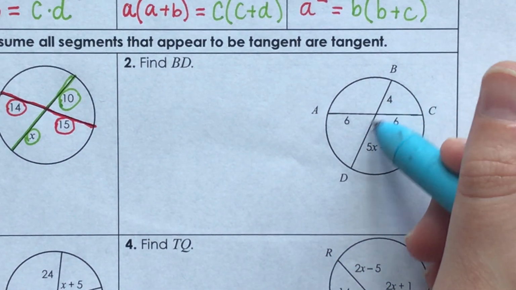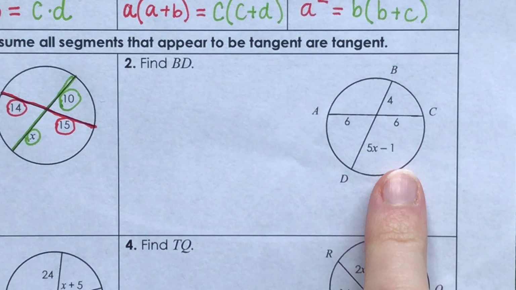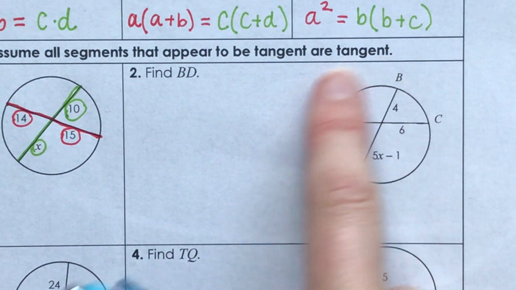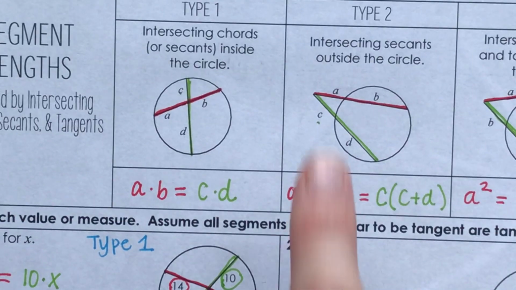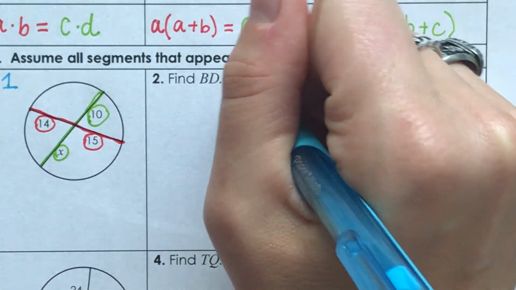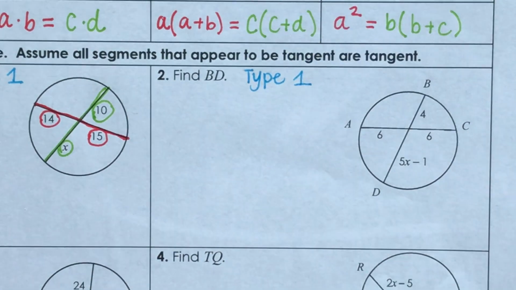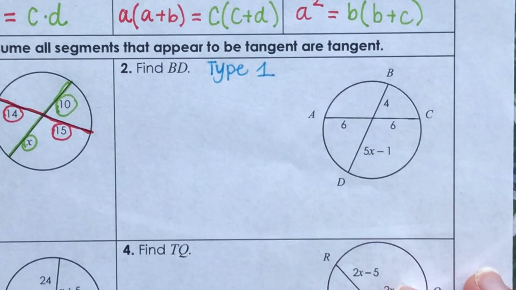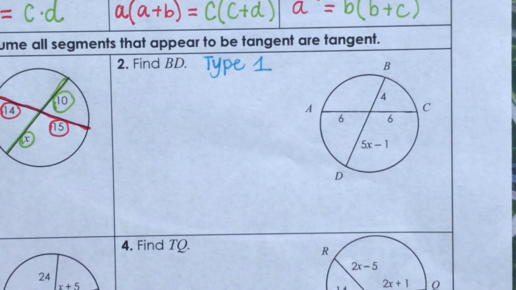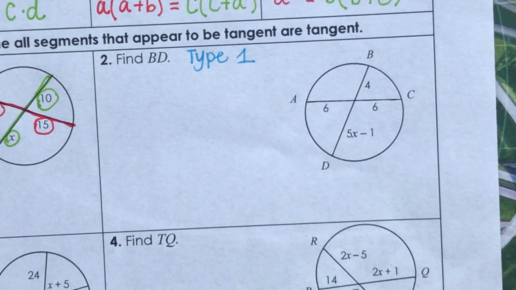So here's BD. I want to know what the whole length is. First thing I'm going to do is decide which type this is. I see all of my segments are inside the circle, so it looks like this first one here, type 1. So I'm going to set it up the same way I just set up that first question. So the first thing I'm going to do is find my first segment length.